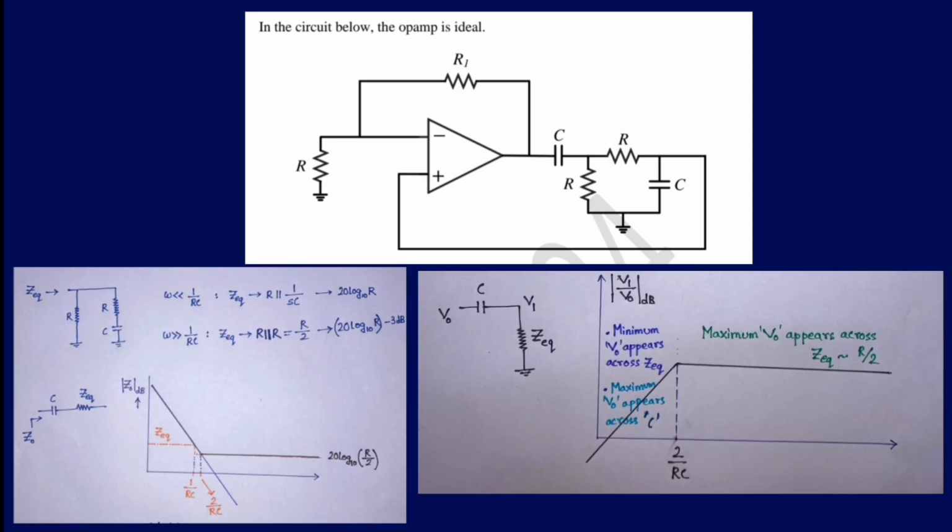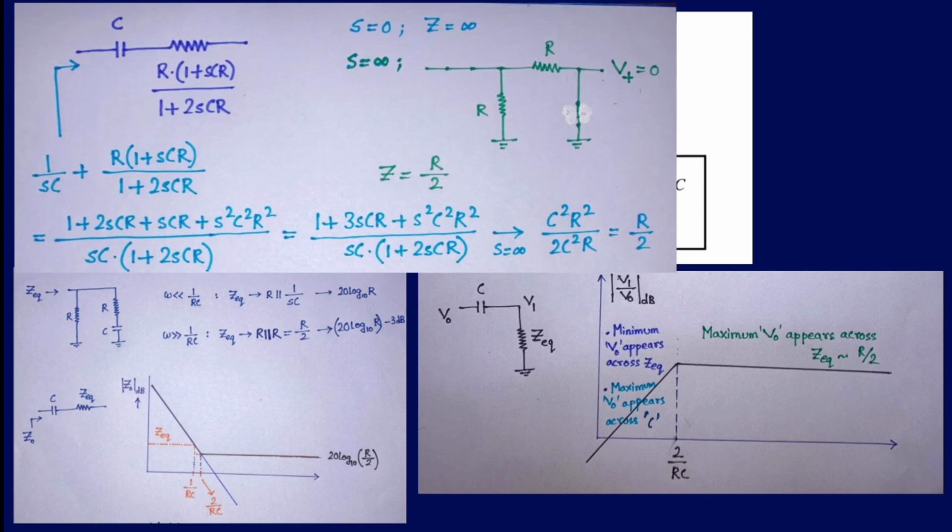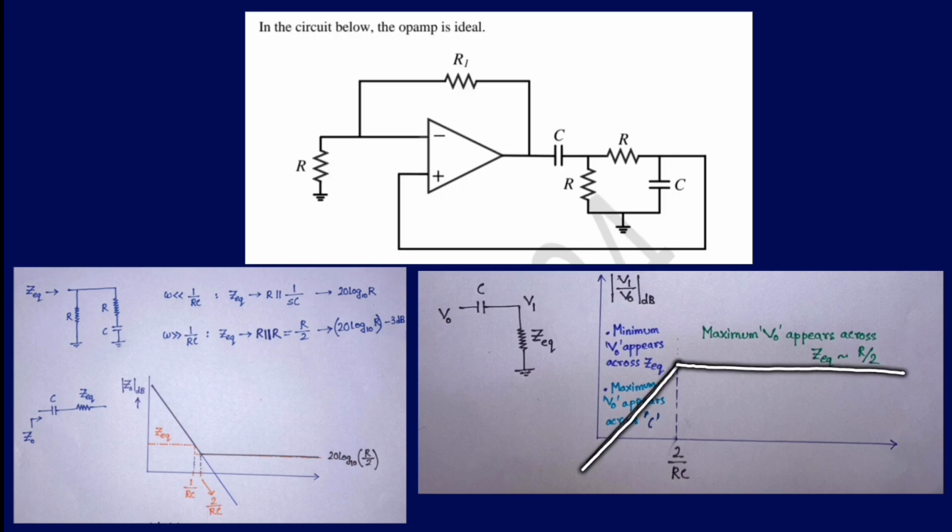So from V0 to V1, this is basically a high pass filter, okay. When your omega is much greater than 2 by RC, this combination of Z equivalent appears like R by 2. So that is why I said this is a high pass filter. When my omega is much lesser than 2 by RC, the minimum of V0 appears across the Z equivalent and the maximum of V0 appears across the capacitor. Okay, so at V1 I get almost 0 voltage when my frequency is very low. And when my frequency is much higher than 2 by RC, all the drop from V0, which is my feedback coming from the output, appears across the R by 2.